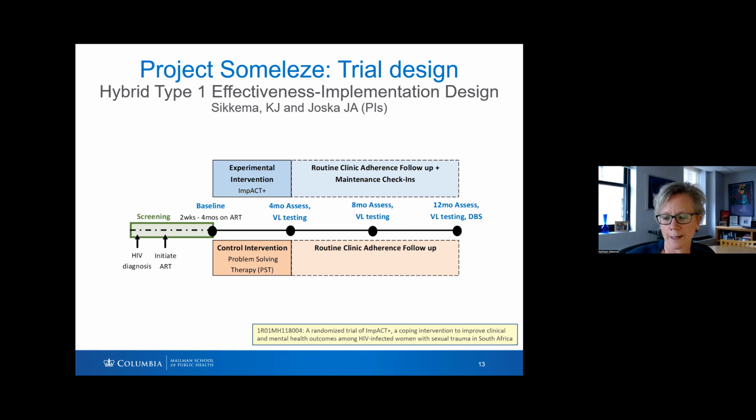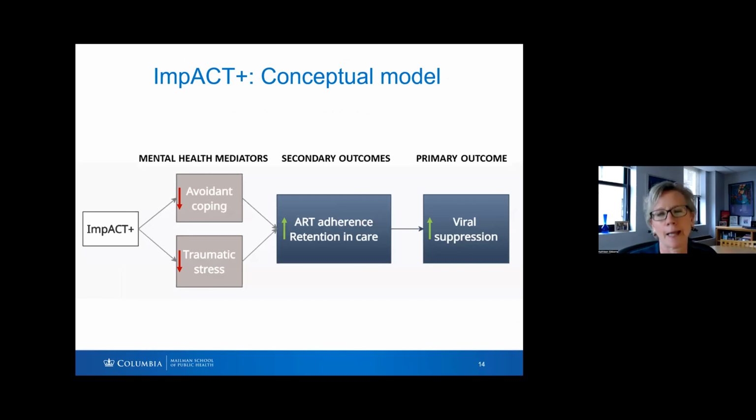So I'm going to do a quick look back at how we got to this, and hopefully that's helpful. But first, let me say a little more about what that means for the conceptual model, and how this is what we have set up intentionally to hopefully be able to look at mediating mechanisms of mental health improvements. Impact Plus is the experimental intervention. The primary outcome is viral suppression and ART adherence through the biomarkers, and medical records and retention in care are the secondary outcomes.